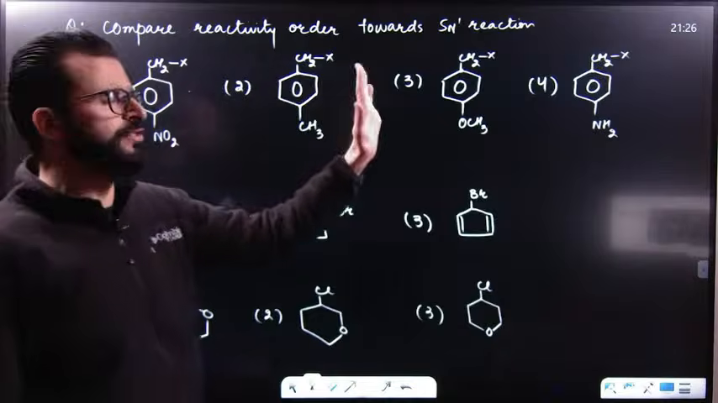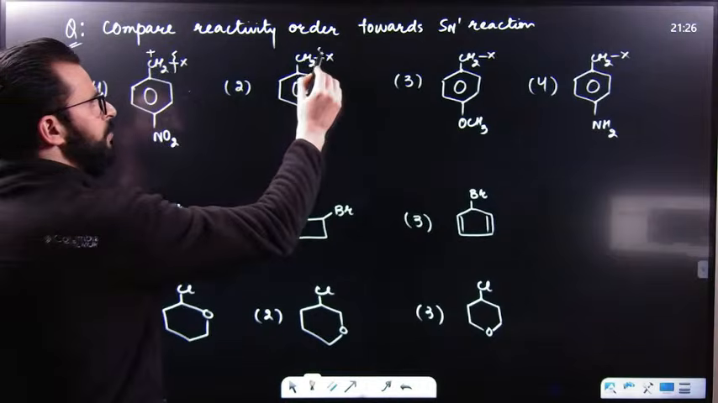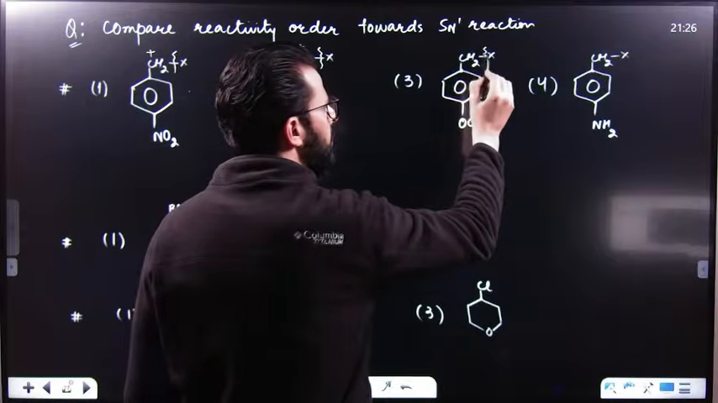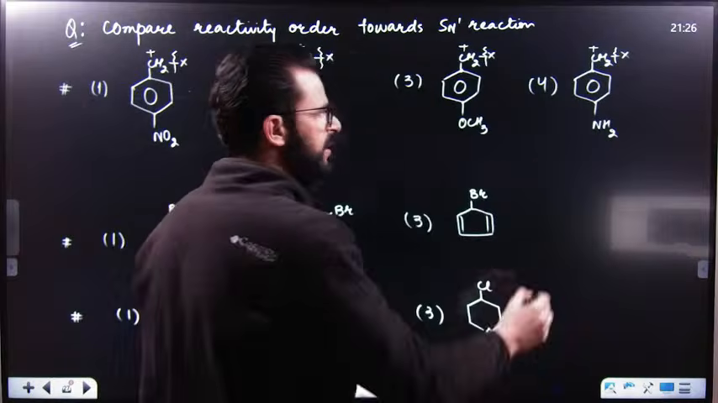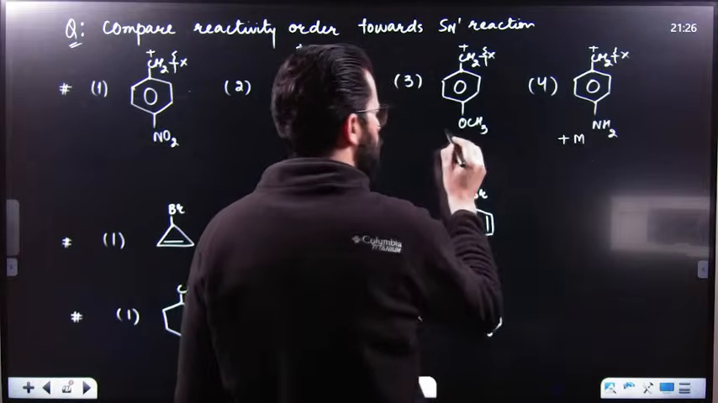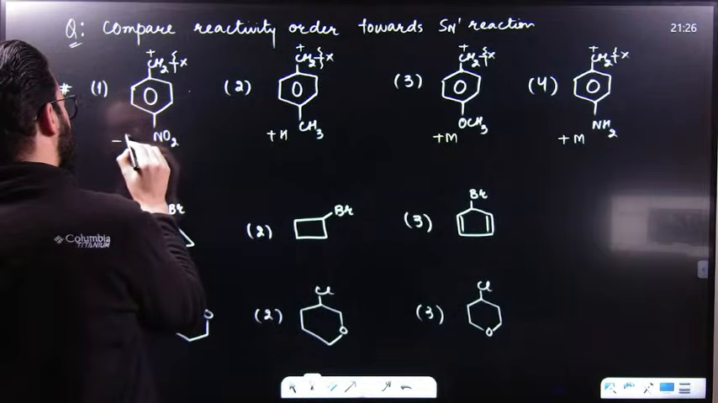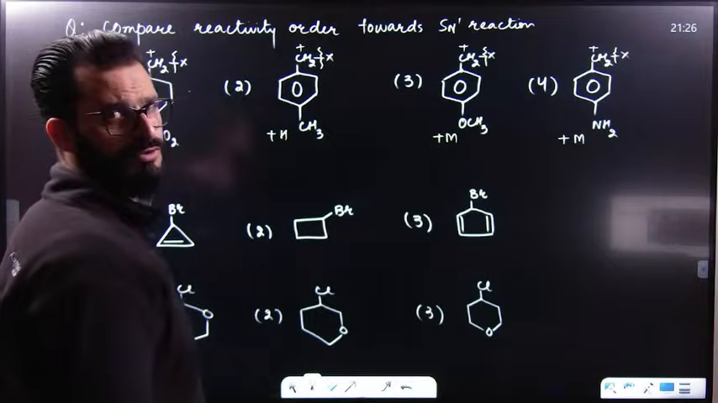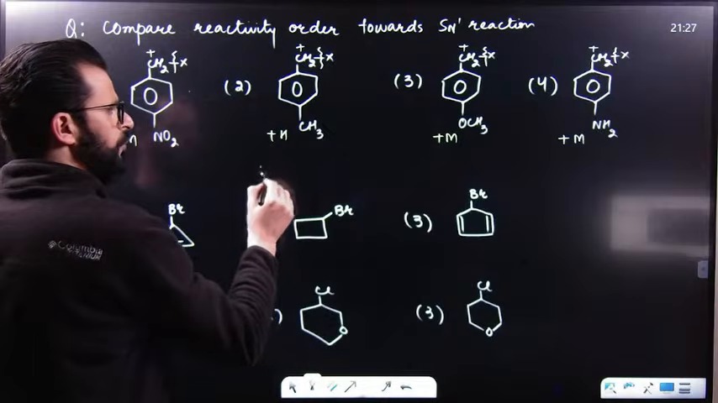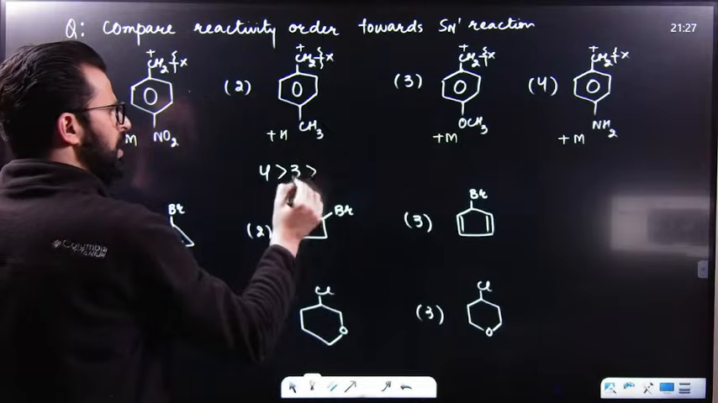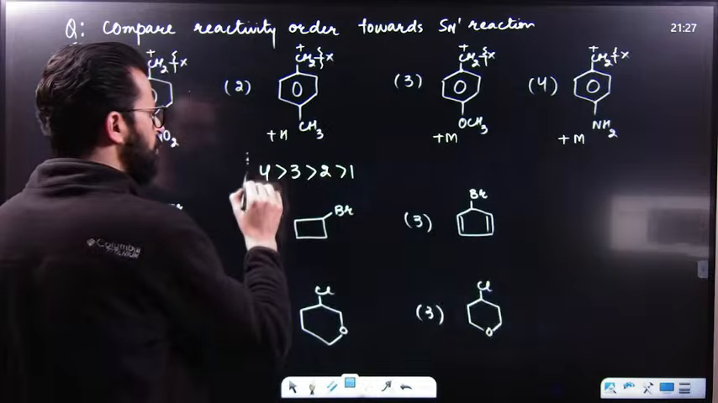Now compare the reactivity. How will you compare the reactivity? You just form a carbocation over here by removing X, a carbocation over here. Similarly, you remove X and form a carbocation over here, and after that over here. After that, this shows plus M effect, this shows plus M effect, this shows plus H effect, and this shows minus M effect. First of all, you have to write plus M. Electron donating groups will stabilize the carbocation. That means first of all you will write 4, after that 3, after that 2, after that 1. So this will be the stability order based on the stability of the carbocation.